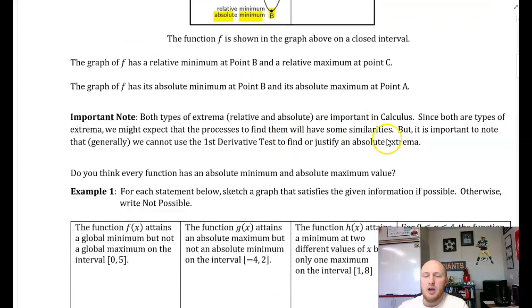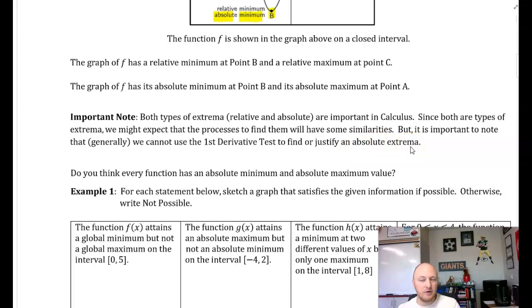Important note. Both types of extrema, relative and absolute, are important in calculus. Since both are types of extrema, we might expect the processes to define them to be similar. But it's important to note that generally we cannot use the first derivative test to find or justify absolute extrema, because they are different tests and approaches.